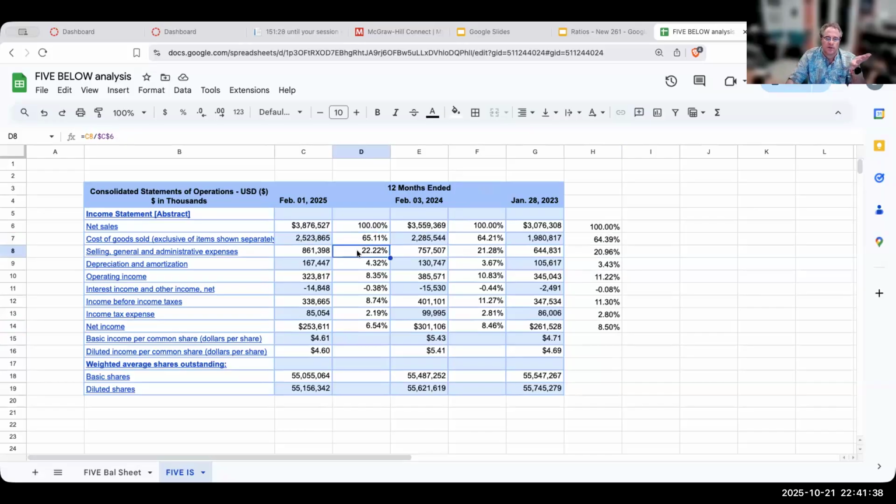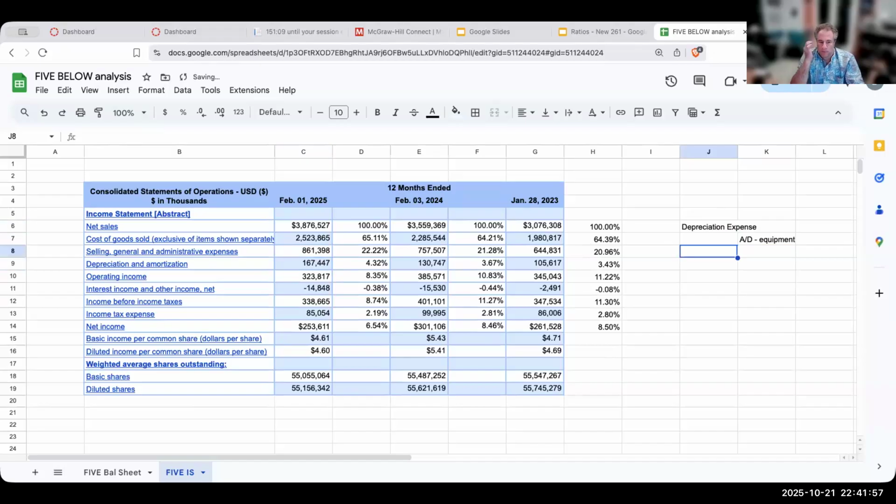And then I look at numbers like depreciation. Why are they isolating depreciation? It's because when we record depreciation expense, we're debiting depreciation expense and crediting accumulated depreciation on the equipment.